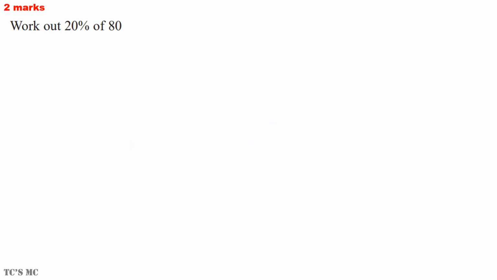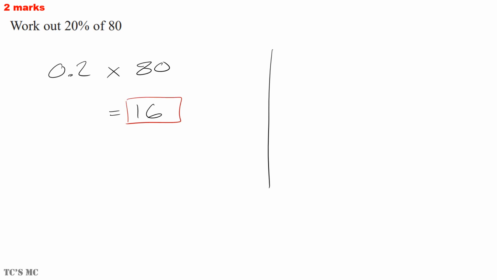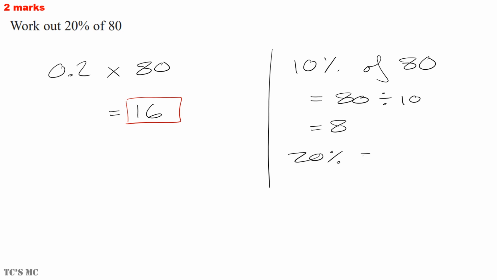Work out 20% of 80. You could do this in 2 ways. You could do a multiplier method, 0.2 multiplied by 80. So there's your method mark. And then if you write 16, you'd get the second mark. You could work out 10% first. And that would be 80 divided by 10 to get us 8. And then 20% would be 8 multiplied by 2. And that gets us 16. Both of these are clear methods with a clear answer.